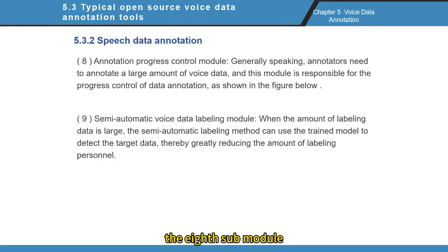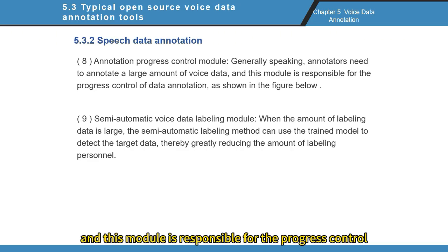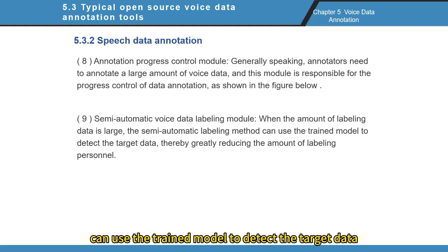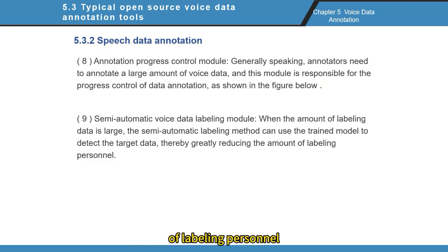The eighth sub-module is the annotation progress control module. Usually, annotators need to annotate a large amount of voice data, and this module is responsible for the progress control of data annotation. There is also a semi-automatic voice data labeling module. When the amount of labeling data is large, the semi-automatic labeling method can use the trained model to detect the target data, thus greatly reducing the workload of labeling personnel.